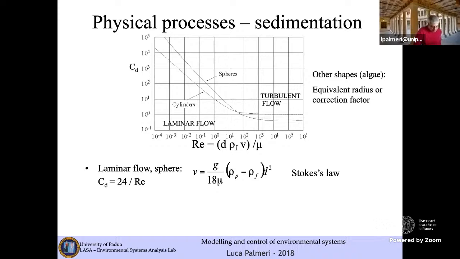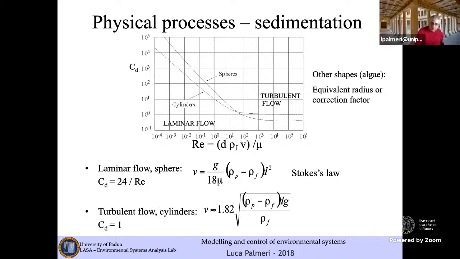For other shapes, which is typical of, for example, other forms of algae, phytoplankton, we may find an equivalent radius or a correction factor in order to modify the Stokes law. For other conditions, like that of turbulent flows, in which we have high values of Reynolds number, and for cylindric particles, we may assume a drag coefficient of 1. So you see we are in this area. With a drag coefficient of 1, the speed of a particle is more or less approximately equal to this quantity.